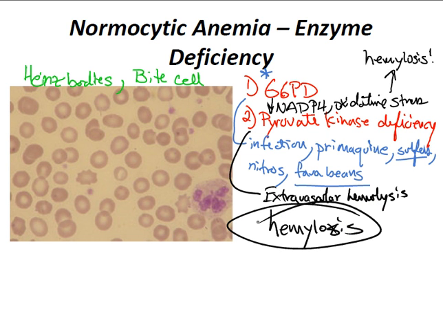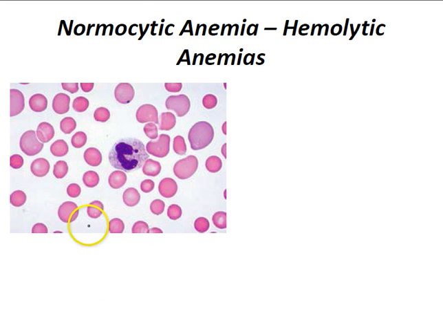Hemolysis. And that's what pyruvate kinase deficiency, that's the problem with it. So that is the enzyme deficiencies of the normochromic anemias. Now let's talk about the hemolytic anemias.